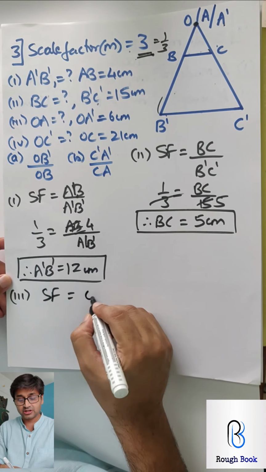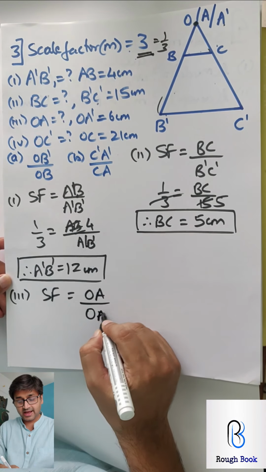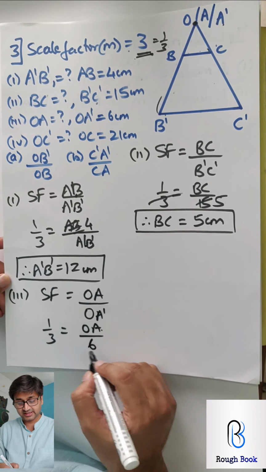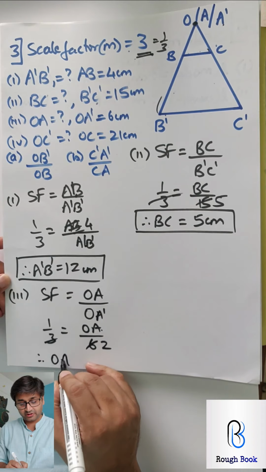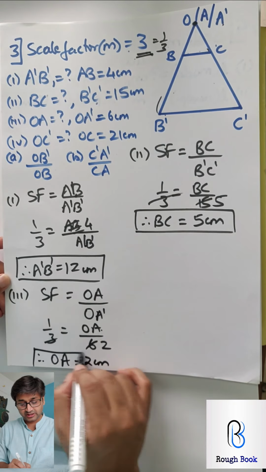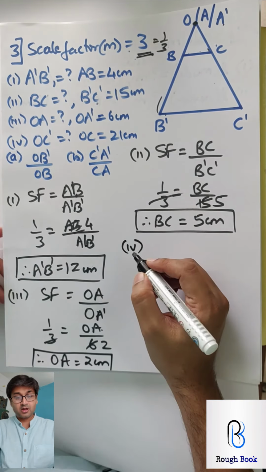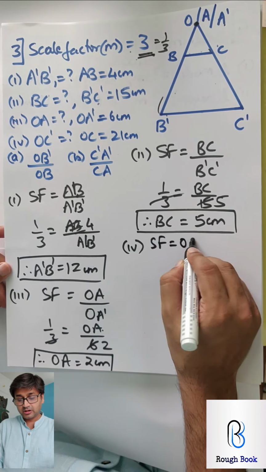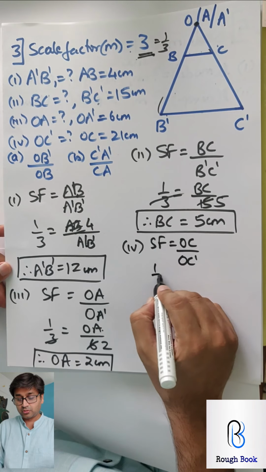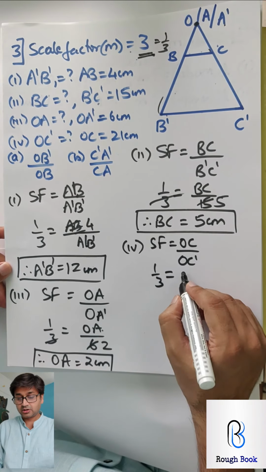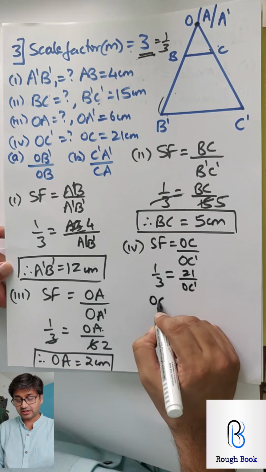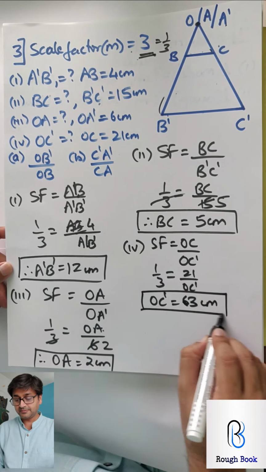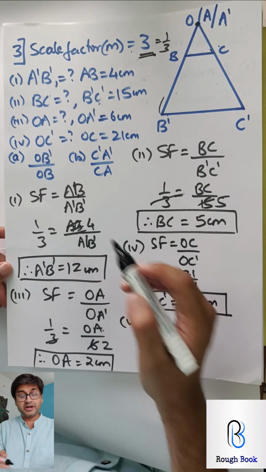OA and OA dash. So OA dash the bigger one. So 1/3. OA is unknown, but OA dash is 6. 1s are 3s are. So therefore I can say OA becomes 2 centimeters, and I get my third part. Fourth part, OC. Same logic. Scale factor OC dash. So 1/3. OC is 21 and OC dash is unknown. So 63 centimeters. Easy.